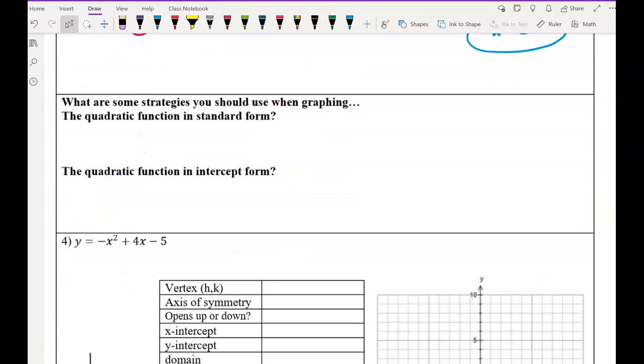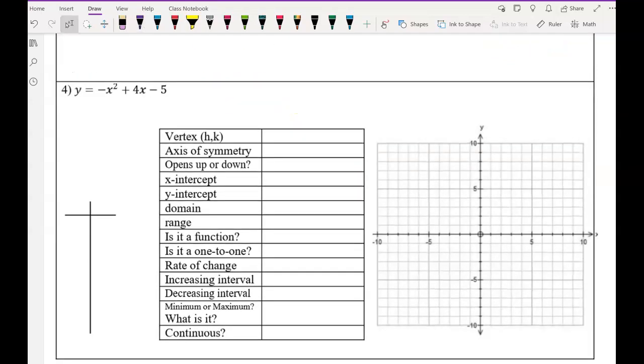Okay, guys, so now I would like for you to take a few minutes to write down some strategies for yourself. What are some strategies you should use when you're graphing a quadratic function given in standard form or ones in intercept form? Now, the last piece that I would like for you to do on your own is this right here. So this is the one that we're going to be checking for your understanding. Now, if you need to, can you please read your example number 2 again to see what you need to do to complete this. Once it's done, feel free to check back for the right answers.